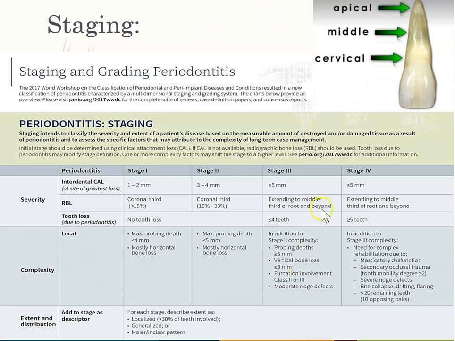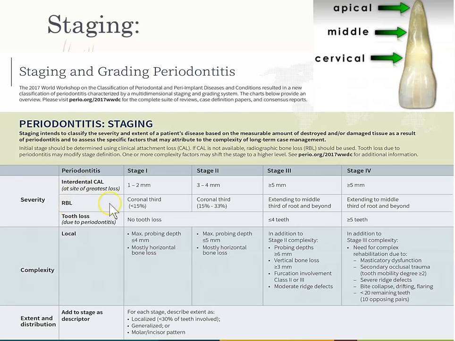So this is what staging looks like. This is a chart from the AAP website. And what staging does is it tells you how severe the periodontal disease is, how severe the patient's disease is. And it looks at several things. It looks at CAL, and it looks at interdental CAL, so the mesial distal CAL. It looks at radiographic bone loss.